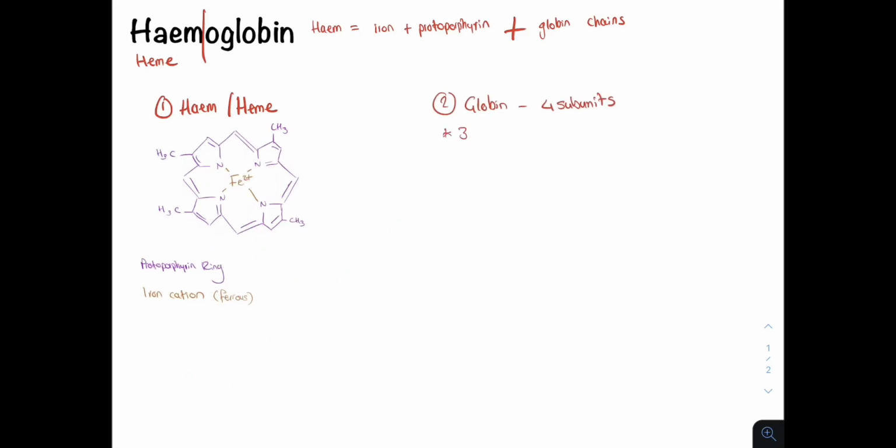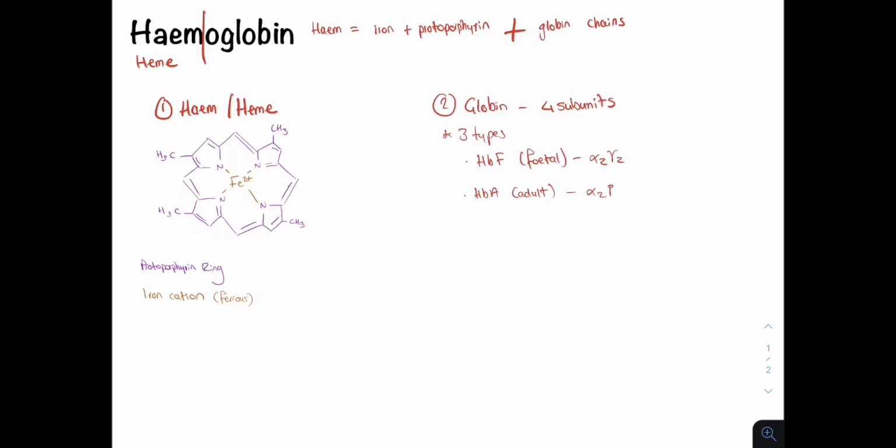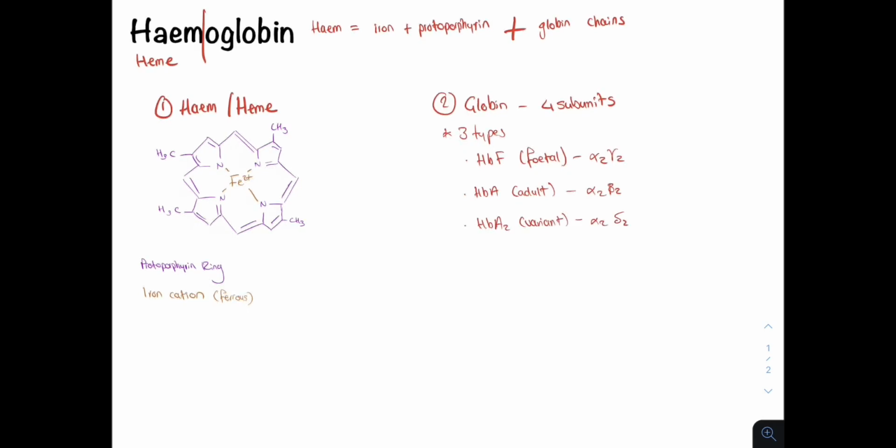Next, we have the globins. These are made up of four subunits. There are three main types of normal hemoglobin, including fetal hemoglobin, or HbF, which has two alpha and two gamma globin chains, adult hemoglobin, or HbA, which has two alpha and two beta globin chains, and normal variant adult hemoglobin, or HbA2, which has two delta and two gamma globin chains.